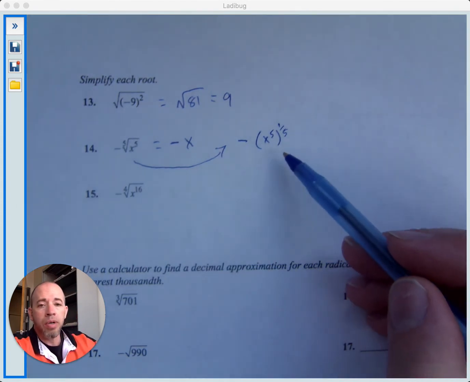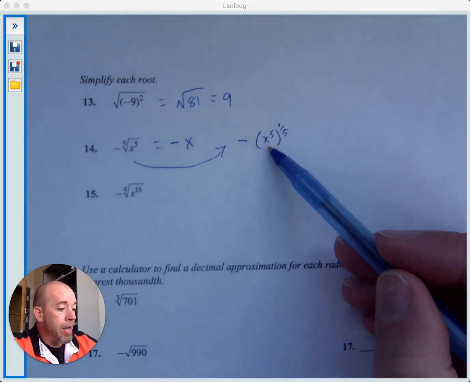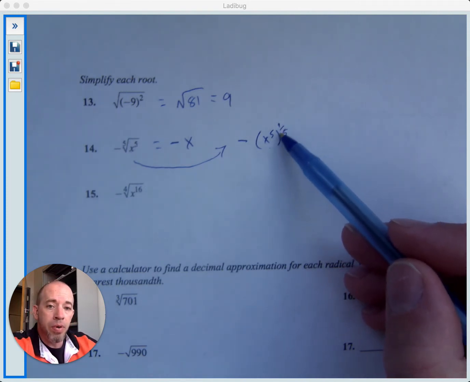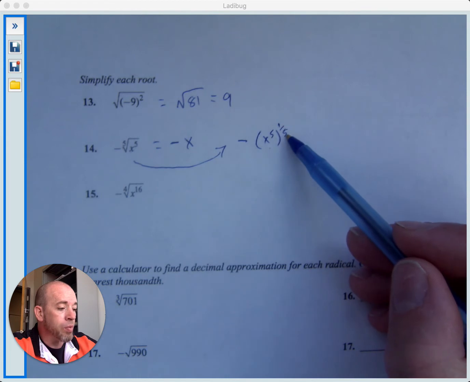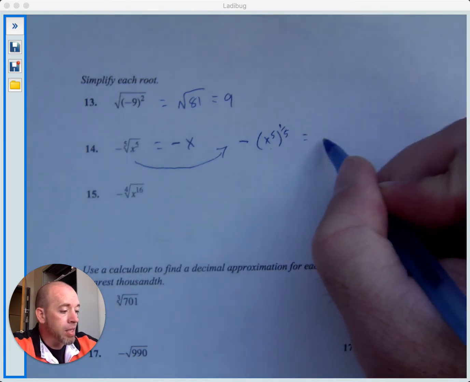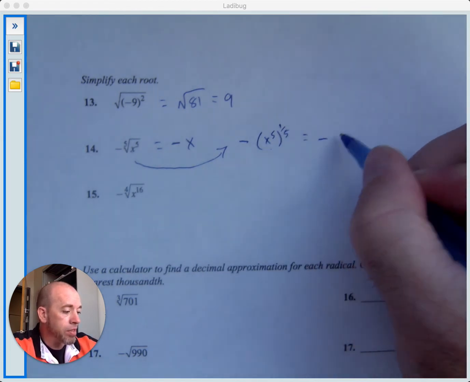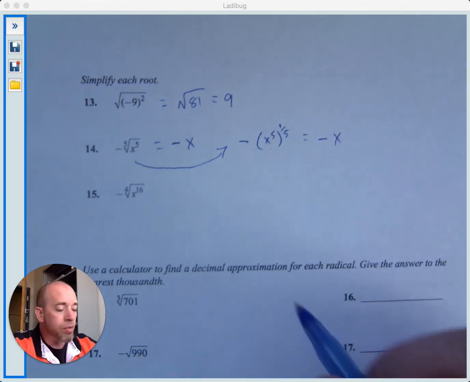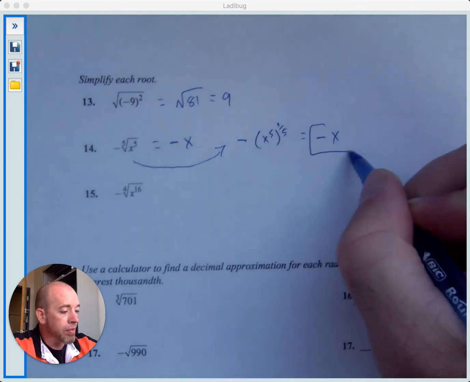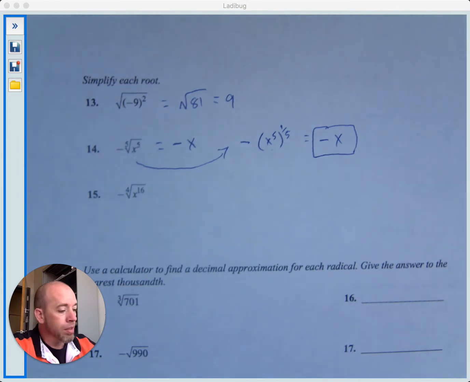Now you can see what happens clearly. If you take a power to a power, you multiply the exponents. 5 times 1/5 is 1, right? So we get negative x to the first, which is negative x. Either way we do this, we get a negative x, right? And put a box around this guy too.